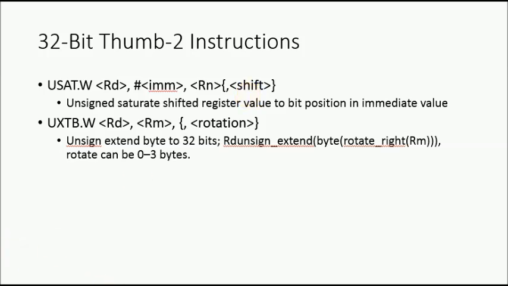UXTB.W Rd, Rm, ROR. The content of Rm is rotated to the right, and it will be extended with an unsigned number, so there will be an unsigned extension from byte to 32 bits. Operation is done using the unsigned extended byte to 32 bits in Rd. Only byte means 8 bits is operated on here, and the rotation operation is performed with the content of Rm, and the rotation number is specified here.